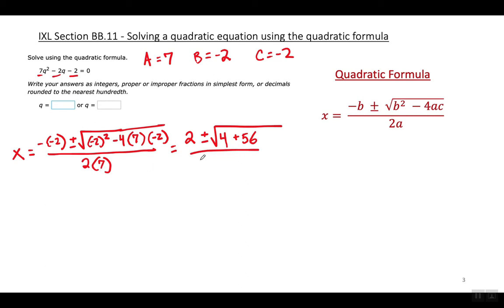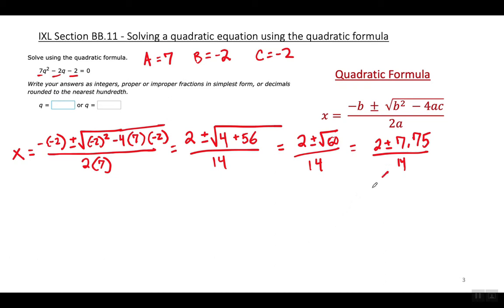And on the bottom, 2 times 7 is 14. All right, now let's continue to simplify this. This is going to be 2 plus or minus the square root of 60 over 14. Now let's get the square root of 60. So it's going to be 2 plus or minus, and the square root of 60 is, if I round it to the nearest hundredth, 7.75. And on the bottom I have 14.